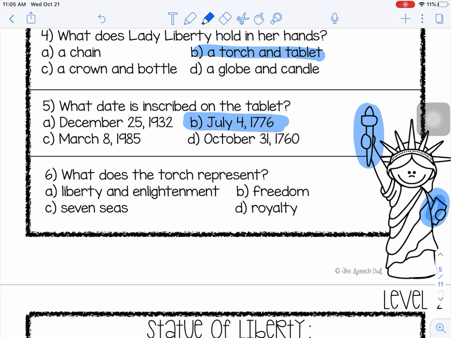And lastly, what does the torch represent? It was back in our reading. It represents liberty and enlightenment.